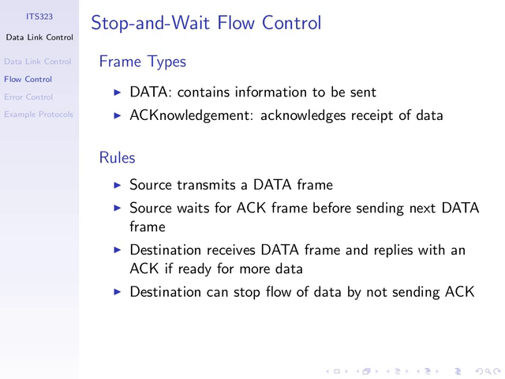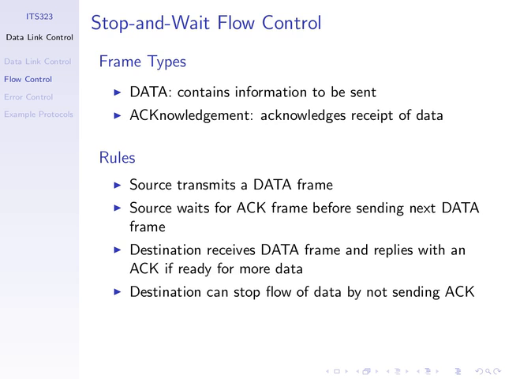A protocol is defined by the types of frames, the formats of those frames, and the set of rules that the entities follow. So we can summarize the set of rules for stop and wait as these 4 rules. The source that wants to send the data transmits a data frame. Then, after transmitting the data frame, it must wait for an ACK frame before sending the next data frame.